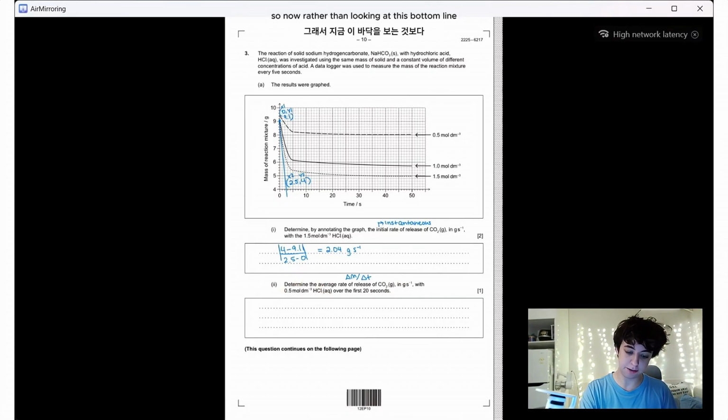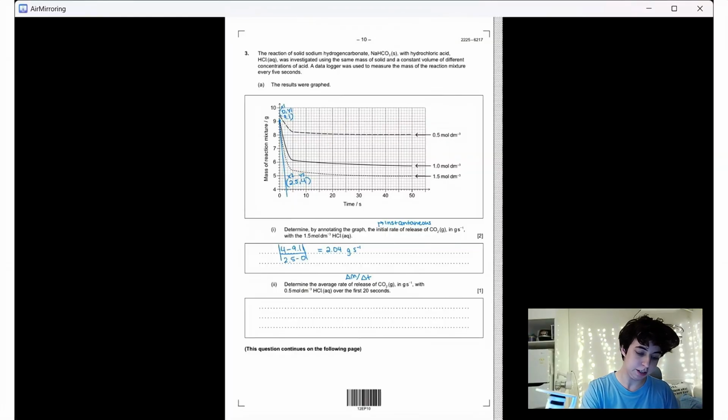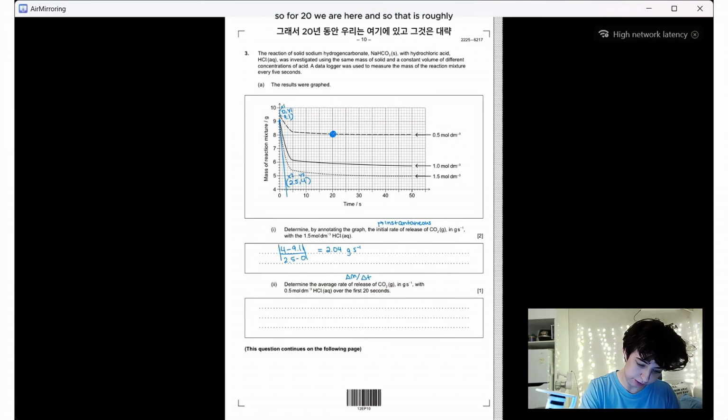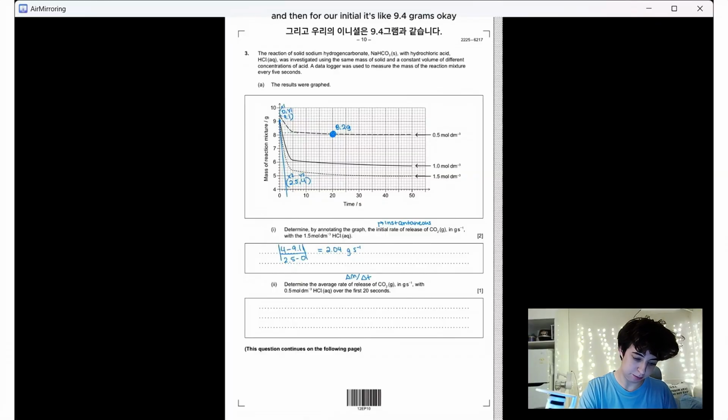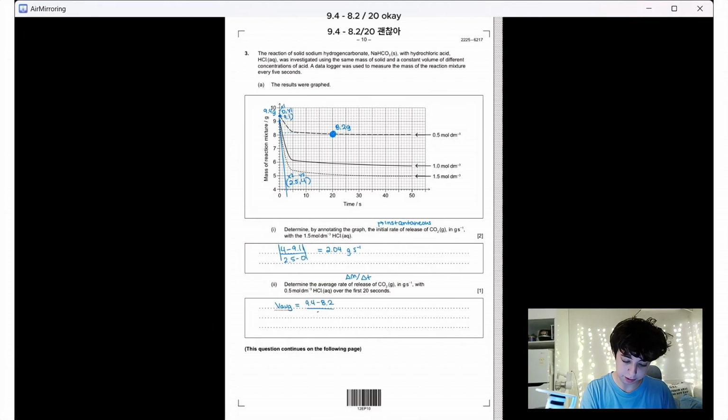So now rather than looking at this bottom line, we're going to look at this top line. For 20, we are here, and that is roughly 2, 4, 6, 8, 8.2 grams. There we go. And then for our initial, it's like 9.4 grams. Okay, so our average rate is going to be 9.4 minus 8.2 divided by 20.